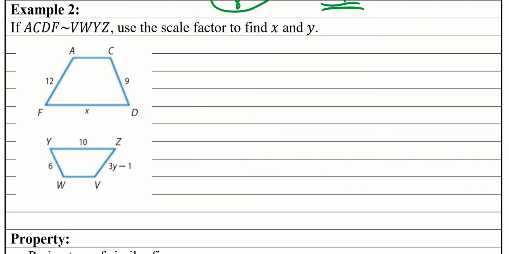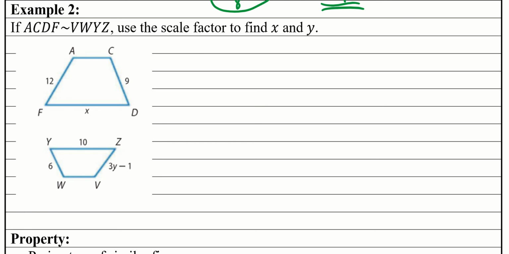So look at these two trapezoids, or what looks like trapezoids here. We're told that ACDF is similar to VWYZ, so good to pay attention to the order of those letters because that'll tell us which points are supposed to line up. And then we want to use the scale factor to find X and find Y here.